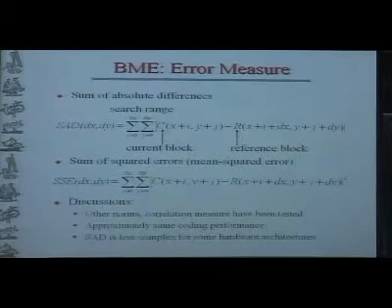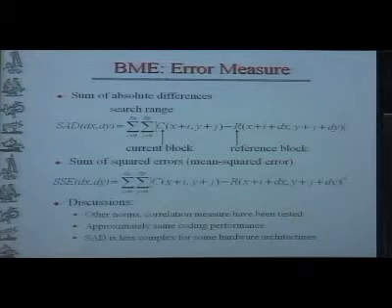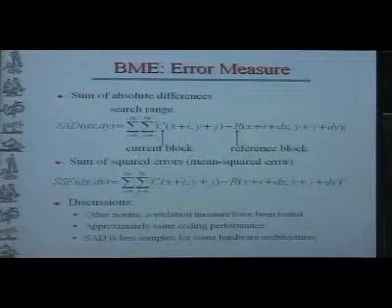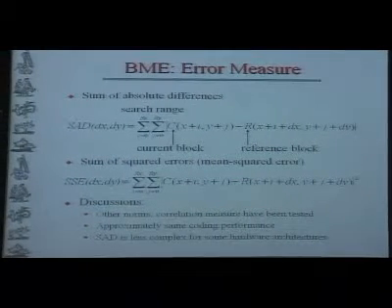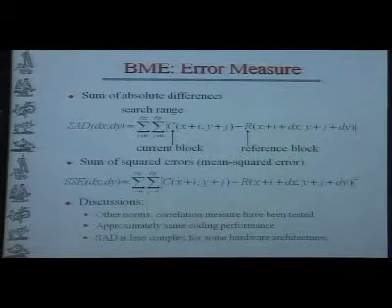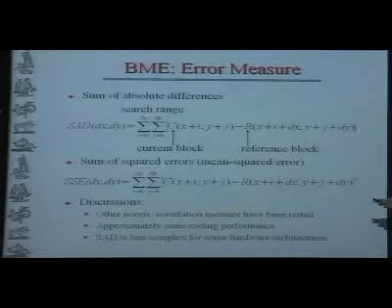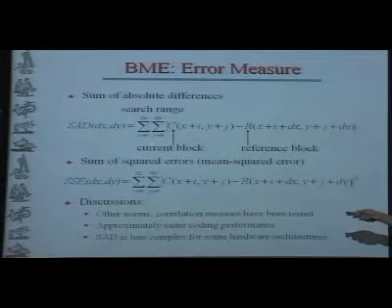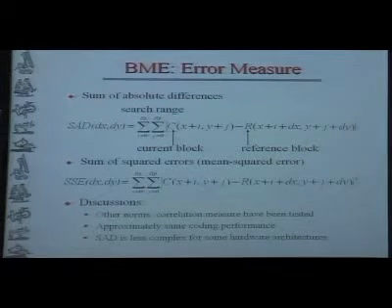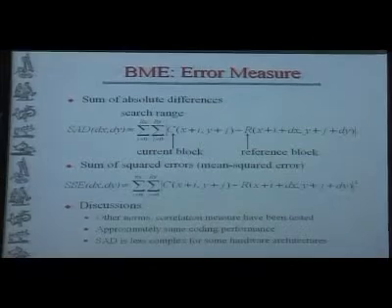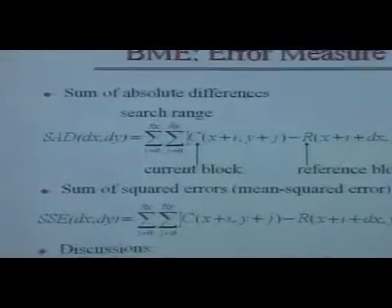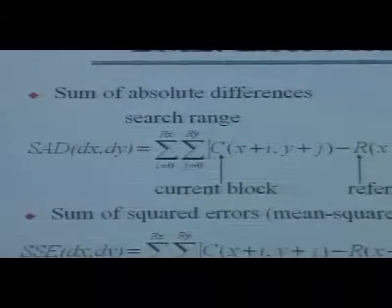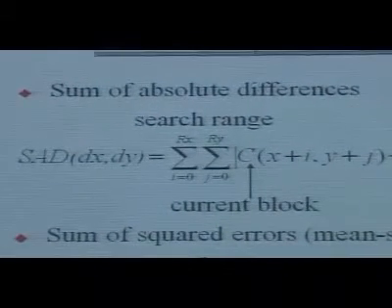Now, how do we know that one block is the best match of the other? We need to come up with a criterion. There are typically two types of criteria that we use here, but the most popular is called sum of absolute difference, or SAD, or MAD, or whatever name we called it before. This is the L1 norm of the red square and the yellow square.